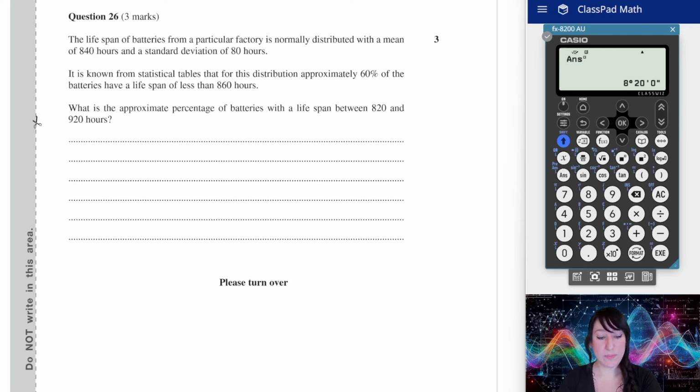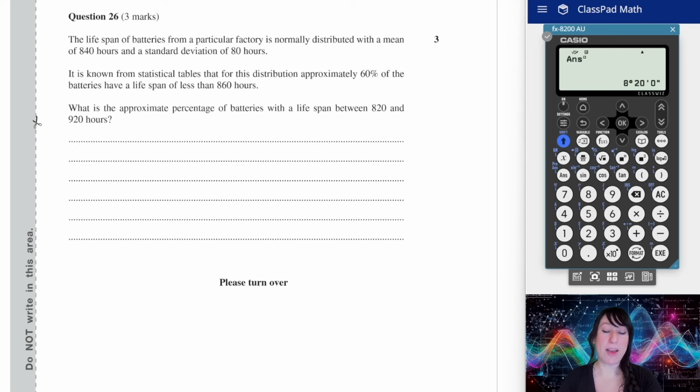Question 26. The lifespan of batteries from a particular factory is normally distributed with a mean of 840 hours and a standard deviation of 80 hours. It is known from statistical tables that for this distribution, approximately 60% of the batteries have a lifespan of less than 860 hours. What is the approximate percentage of batteries with a lifespan between 820 and 920 hours?